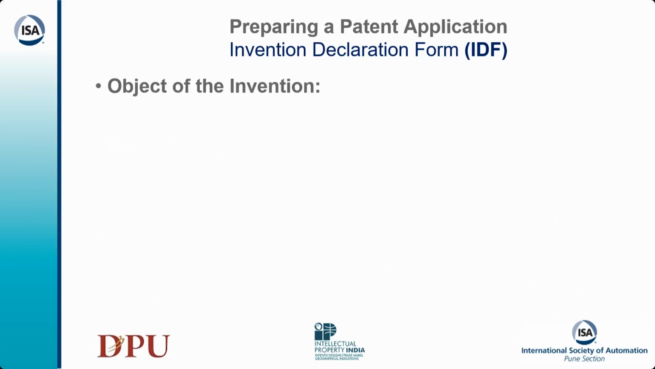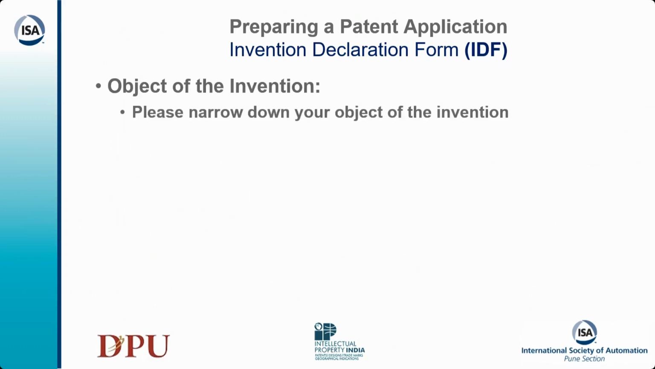Then object of invention. Many times I have seen that generally people pronounce it like an object or objectives of invention. Though it is objective, but it has to be mentioned as object of invention. You cannot change it like objectives of invention. So object of invention must be mentioned as it is. And what are those objects? How those are to be given?